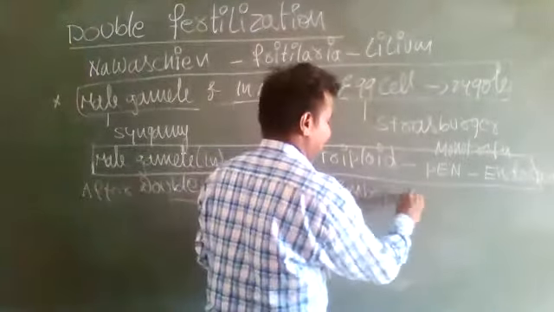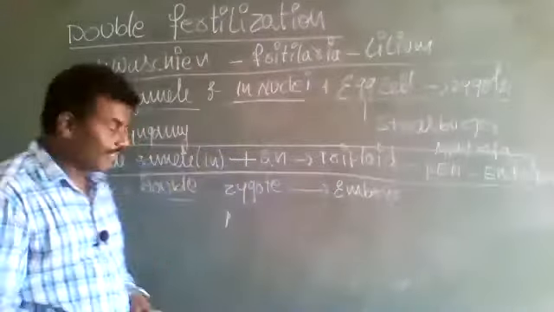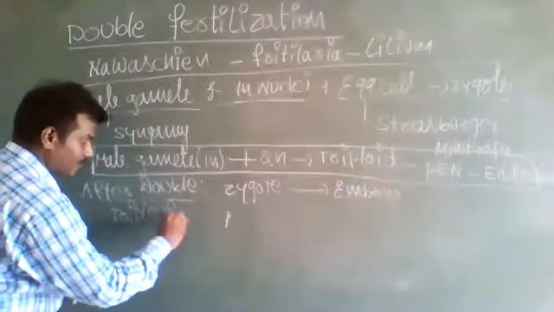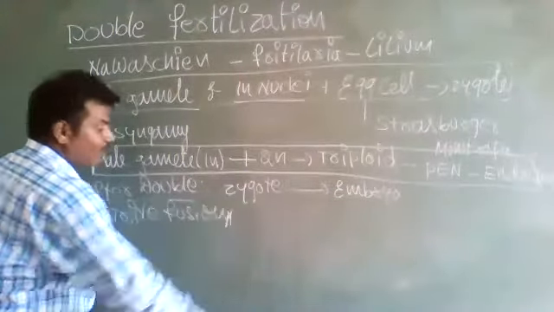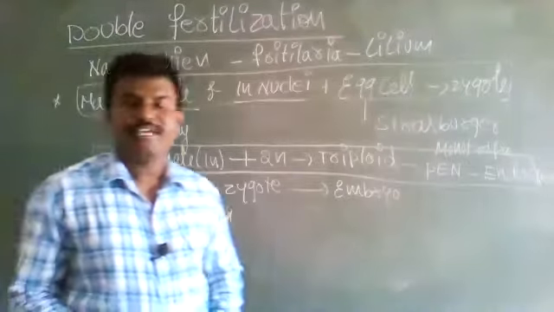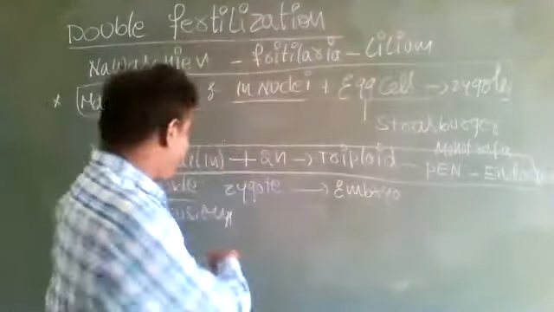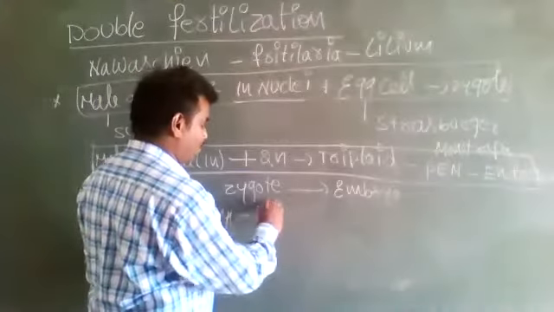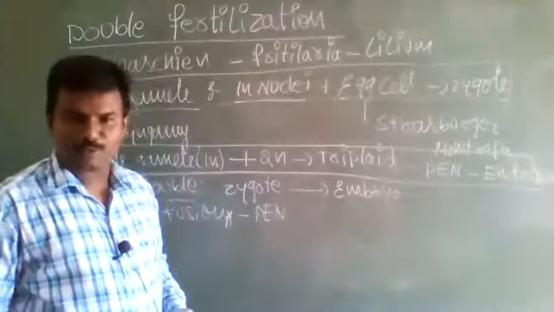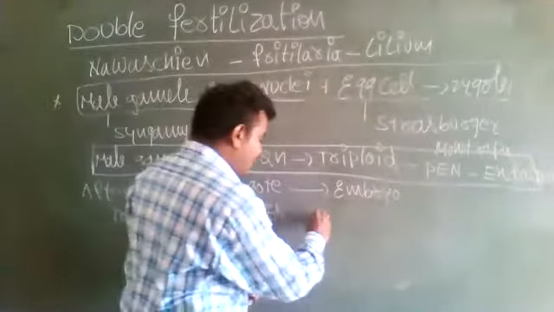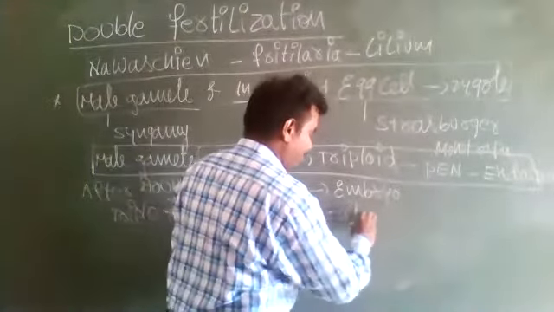Here the triploid nucleus is formed, so this is called triple fusion. One mark definition: define triple fusion. The fusion of the male gamete with the secondary nucleus is called triple fusion. So the triple fusion results in the primary endosperm nucleus. The primary endosperm nucleus undergoes a number of mitosis divisions and gives rise to endosperm.